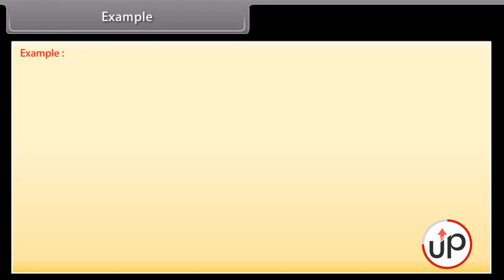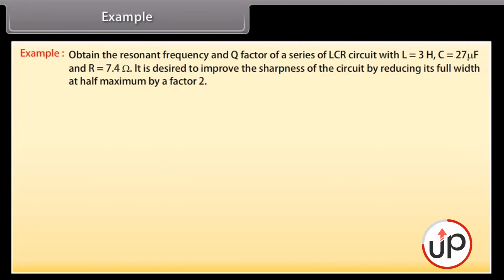Example. Let's take an example of resonance in LCR circuit. Obtain the resonant frequency and Q factor of a series LCR circuit with L equal to 3 Henry, C equal to 27 microfarad and R equal to 7.4 ohm. It is desired to improve the sharpness of the circuit by reducing its full width at half maximum by a factor 2.